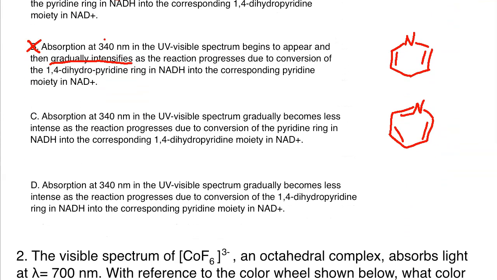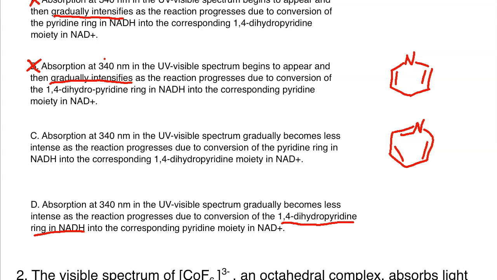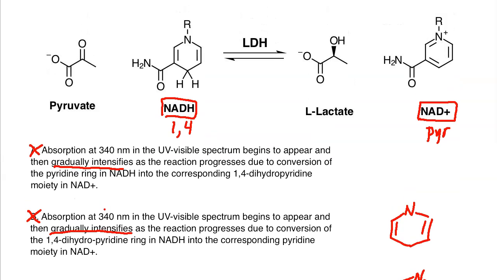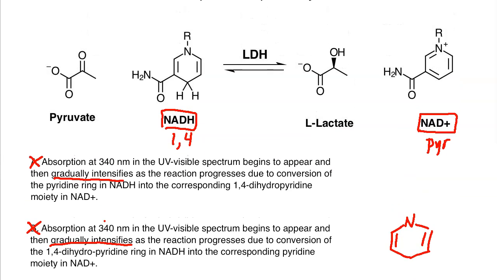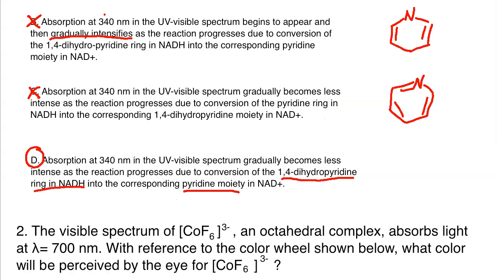So of the two options, we would want to make sure that we select conversion of the 1,4-dihydropyridine ring in NADH. That's correct, because we just said NADH is the 1,4. And then into the corresponding pyridine moiety at NAD+, and that's correct because the NAD+ up here has the pyridine moiety. So D is the best selection out of the bunch here, and that's what we would be looking for.